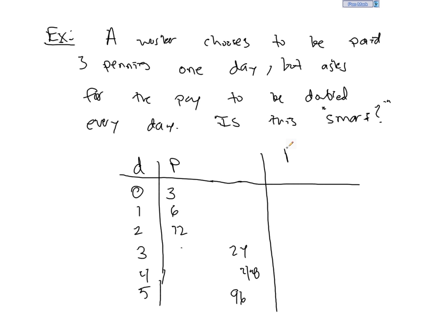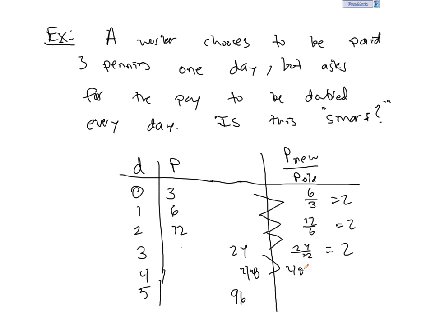But if we look at the ratio of what I'll call P new to P old, that is, a value that's higher on the chart compared to a lower value on the chart, like these two guys, 6 divided by 3 gives me 2. 12 divided by 6 gives me 2. 24 divided by 12 gives me 2. 48 divided by 24 gives me 2. And you can see the pattern that the ratio is constant. And so this is an example of an exponential function.